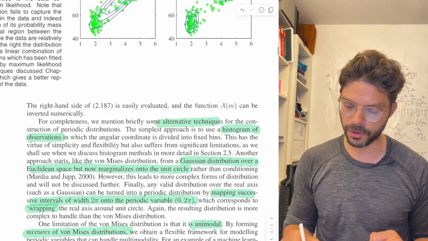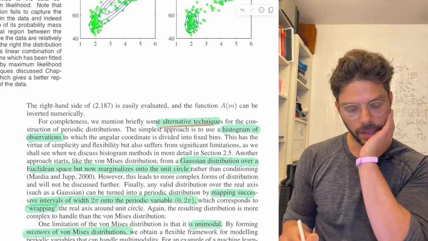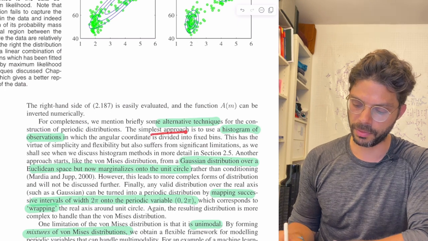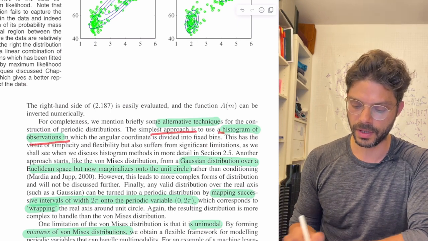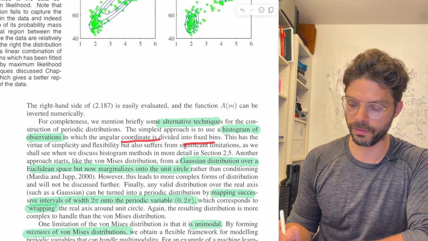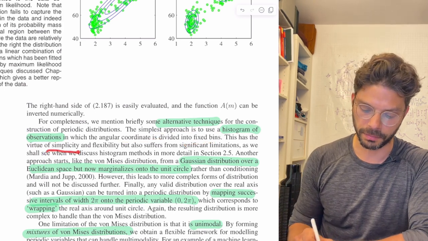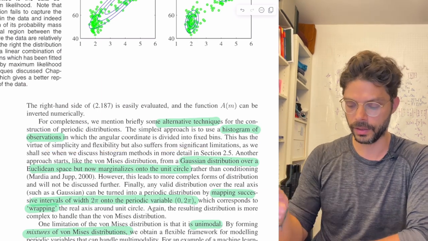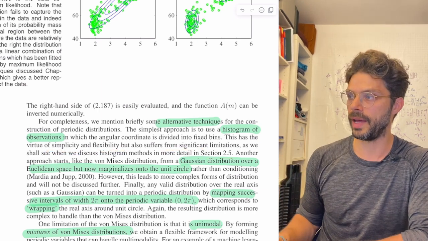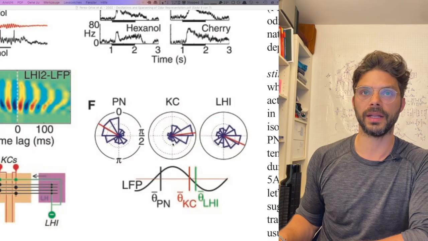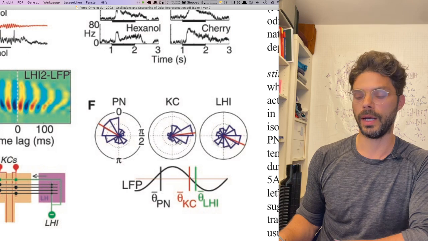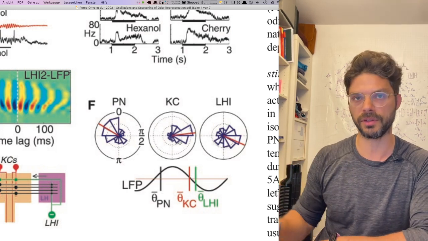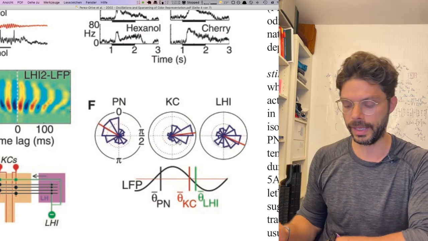Okay, so for completeness, this is the final stretch. We mentioned briefly some alternative techniques for the construction of periodic distributions. The simplest approach is to use a histogram of observations in which the angular coordinate is divided into fixed bins. This has the virtue of simplicity and flexibility, but also suffers from some limitations, which we're going to talk about in section 2.5. That again is exactly what was being done here, where they just built a histogram. I don't think there was any inference being done here. It was just, let's look at the distribution of the data.